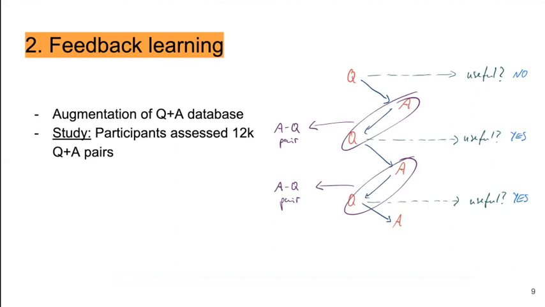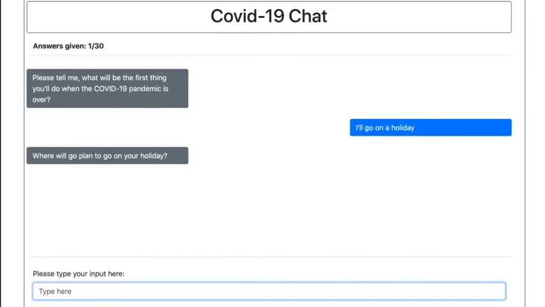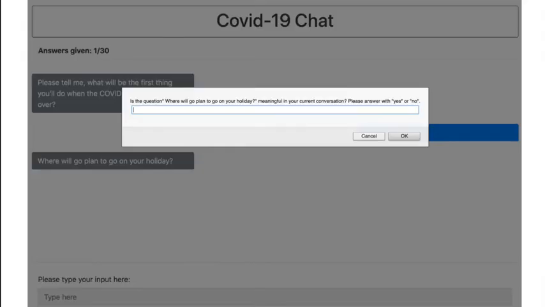Okay, so feedback learning style, the second part of our development of this system. We had this system, but we were then interested in, well, are the questions any good? Because we knew the system will make mistakes, as you saw. Sometimes the questions don't really make sense. So we conducted what we call feedback studies. To cut it short, every time a question popped up, the participants saw this. So this was the flow of the chat, and then this popped up. Is this question, where will you go on your holiday, meaningful in the current context? And then they had yes or no. And from that, we could say, okay, if this was a useful question, given a certain flow of the conversation, we would include it into the database. If not, we would just get rid of it.